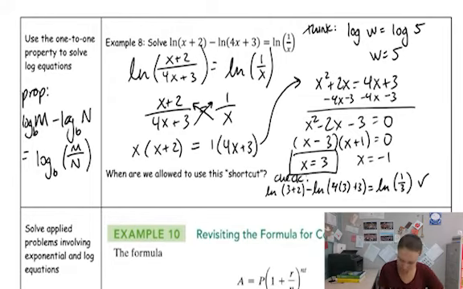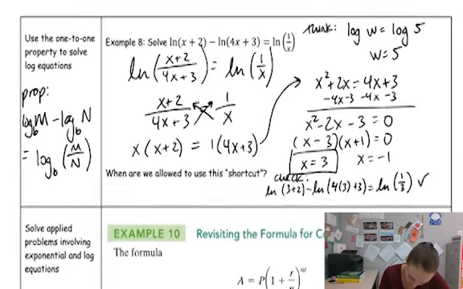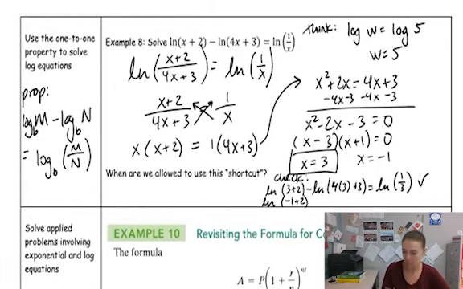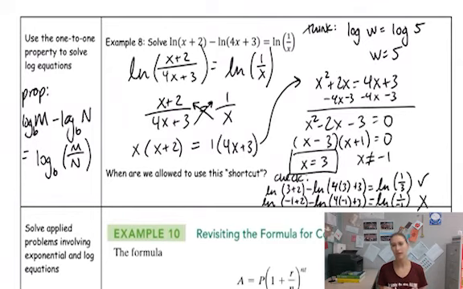Nothing's negative. If I check the other one, ln of -1 plus 2 is fine. That's going to be +1. Minus the ln of 4 times -1 plus 3. Nope, that's going to be a -1 in there. -4 plus 3 is -1. And ln of 1 over -1 is also a problem. So x can't equal -1 because when we plug it in, it makes the argument negative.